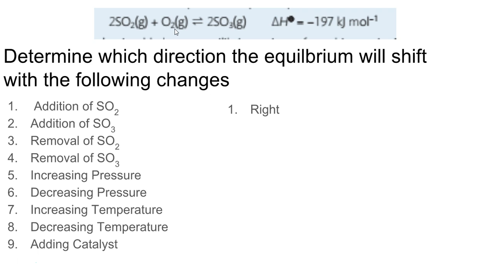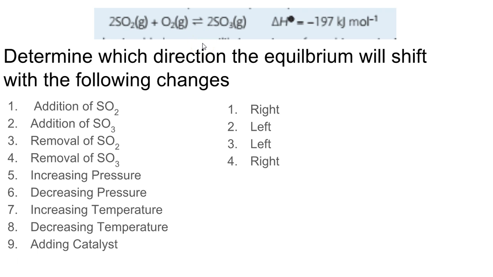So if we add a bunch of SO2, it's going to shift to the right. If we add a lot of products, then of course it's going to shift to the left towards the reactants to even it out. If we remove SO2, so if we make a giant hole right here, the only way to fill in that hole is for SO3 to move towards the reactant side. So that's going to shift to the left. And same thing if we make a hole at the SO3. If we remove SO3, it's going to shift to the right to fill in that hole.